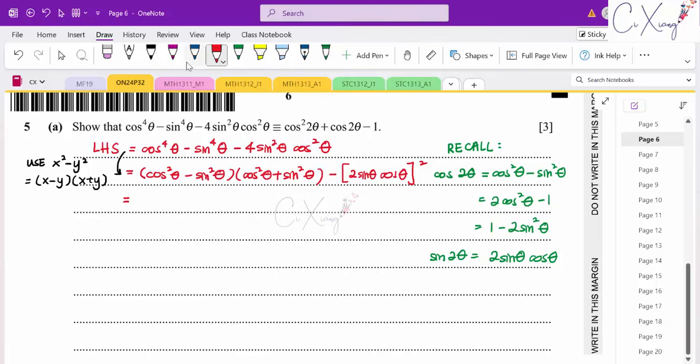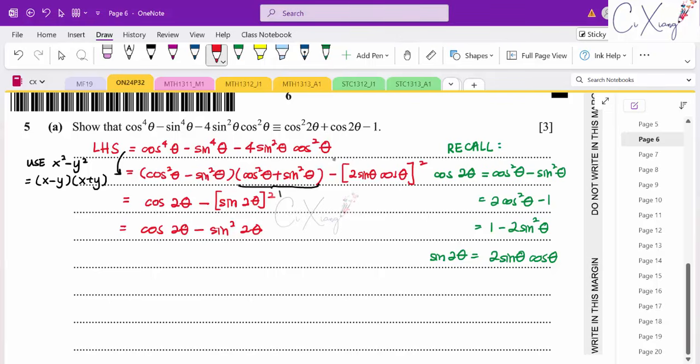Cos square theta plus sine square theta will give you a value of 1. So I'm left with cos square theta minus sine square theta, which is basically equal to cos 2 theta. So I have cos 2 theta here. Minus, for 2 sine theta cos theta, I will have sine 2 theta, applying this formula backward. So I still have a square outside. So I have cos square minus sine square.